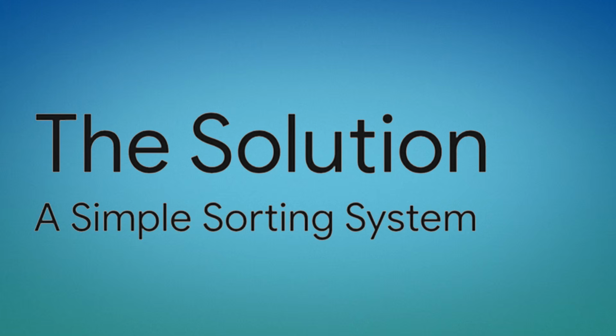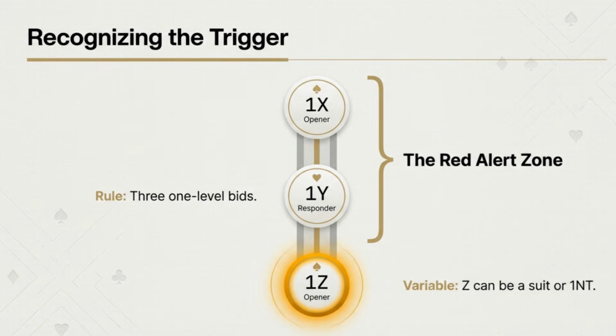Okay, but don't worry because this is exactly where the XYZ convention comes into play. It offers a super elegant and efficient solution to this specific problem. Think of it like a simple sorting system for your hand. So what is it? Really, you can just think of it as a special, pre-agreed language for you and your partner. Whenever that very specific 1X, 1Y, 1Z auction happens, boom, XYZ kicks in. It gives you a whole set of tools to explore your combined strength. And the best part is, it keeps the bidding nice and low. You're not forced into some premature jump to game.